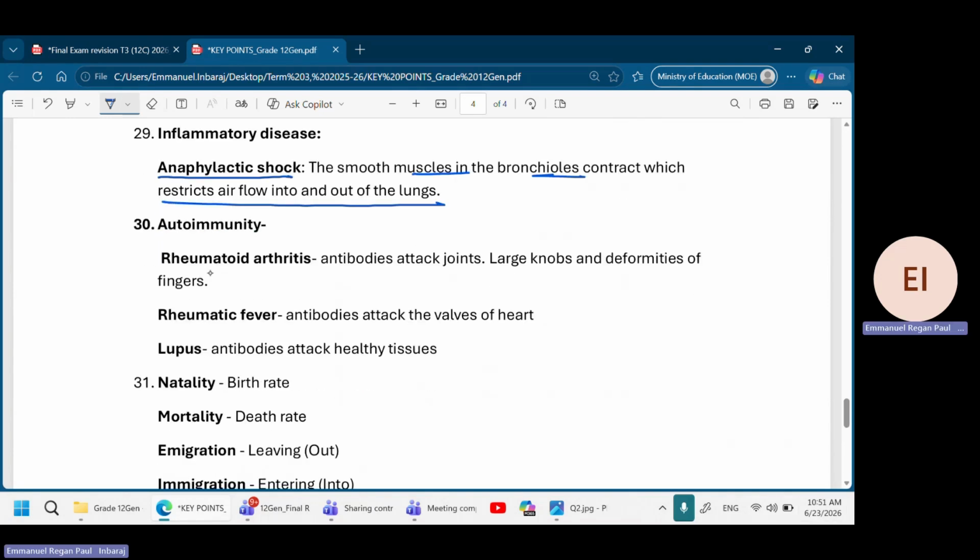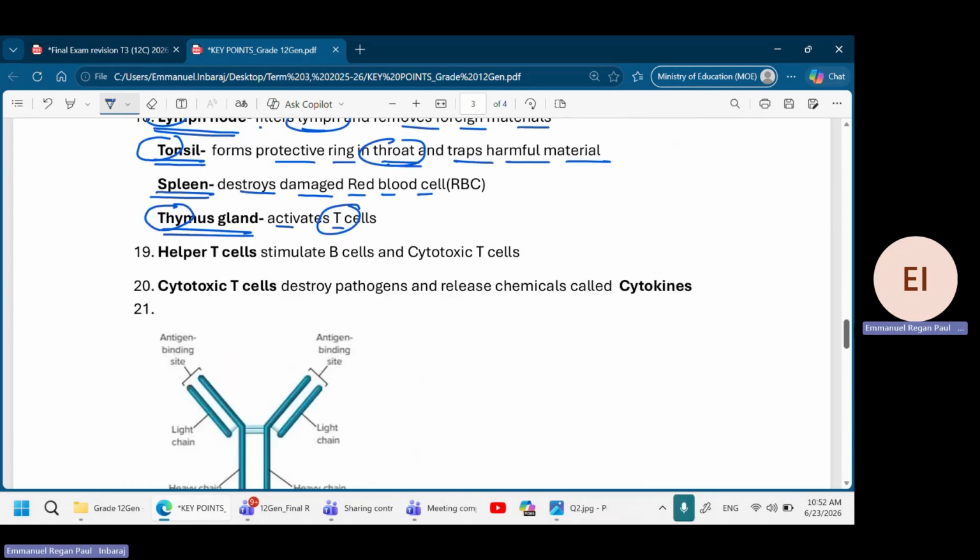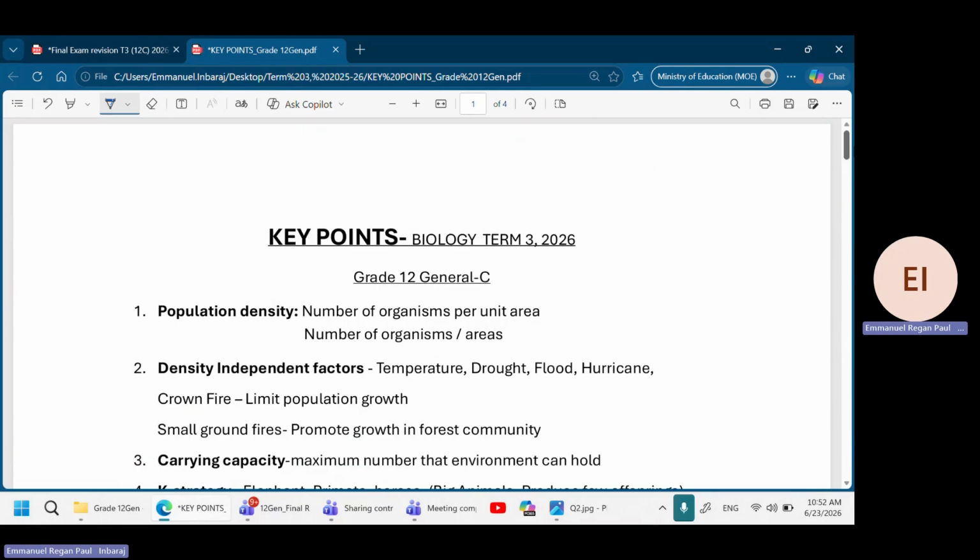Okay, now let's move up. Rheumatoid arthritis. In rheumatoid arthritis, antibodies attack the joints. In rheumatic fever, they attack the valves of the heart. In lupus, they attack the healthy tissues. Okay, so this way, you will learn all the key points I gave you. I am very sure you will get very good marks and you can succeed.